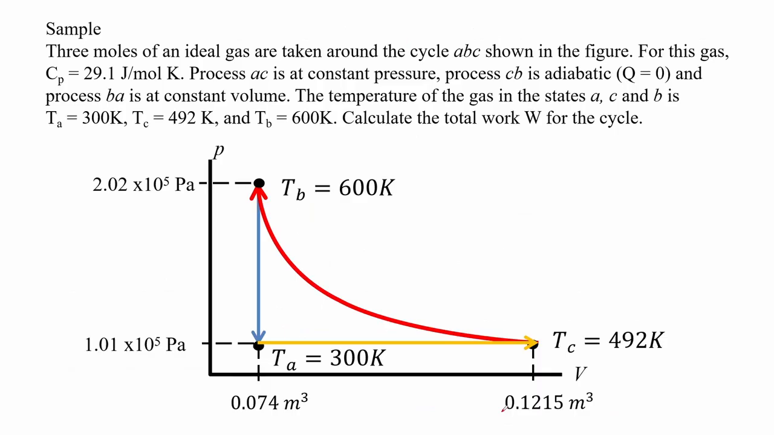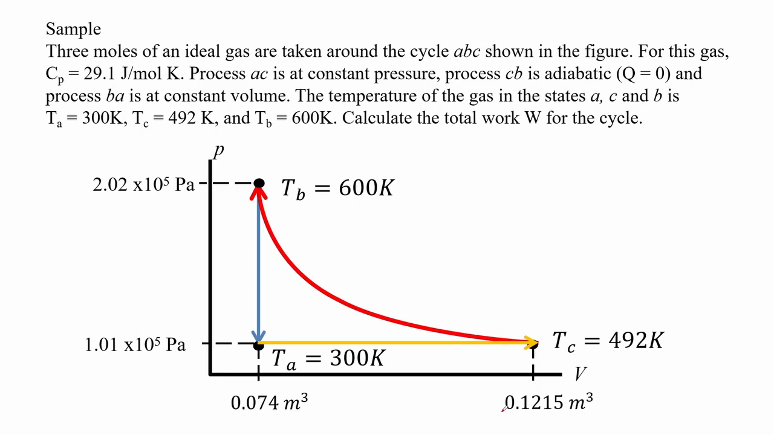Here we have an example. 3 moles of an ideal gas are taken around the cycle ABC shown in the figure. For this gas, it has a molar heat capacity at constant pressure equal to 829.1 Joule per mole Kelvin. Process AC is at constant pressure, or isobaric, process CB is adiabatic, and process BA is at constant volume, or isochoric. The temperature of the gas in the states A, C, and B is Ta equal to 300 Kelvin, Tc equal to 492 Kelvin, and Tb equal to 600 Kelvin. Calculate the total work W for the cycle.